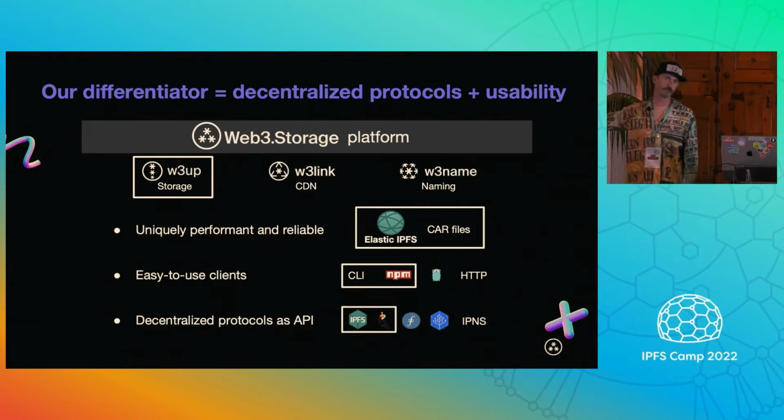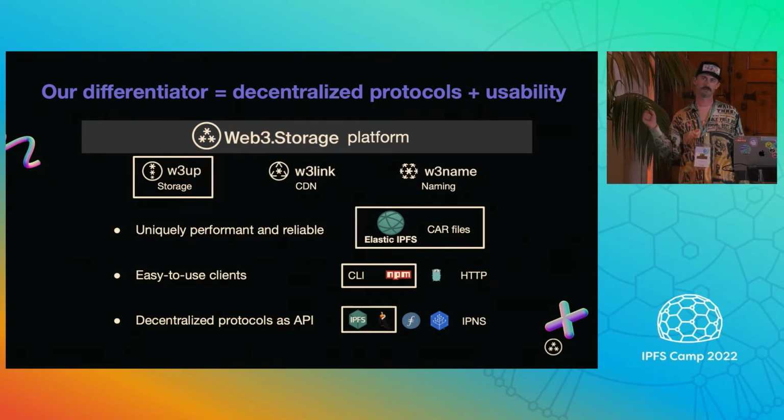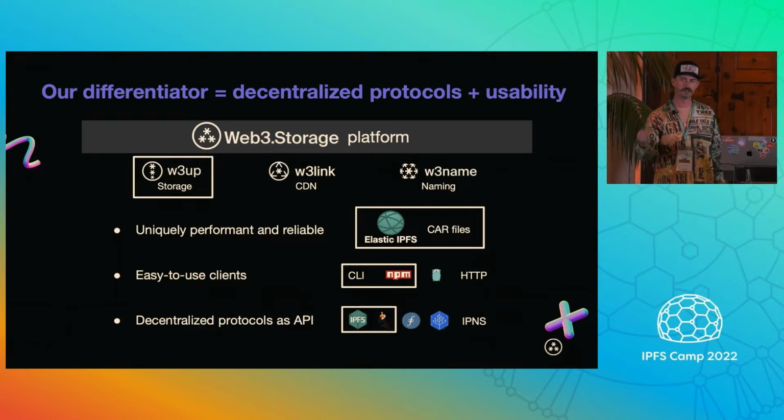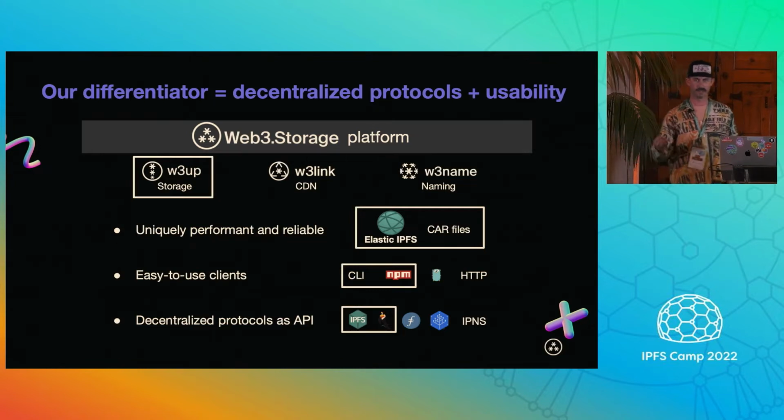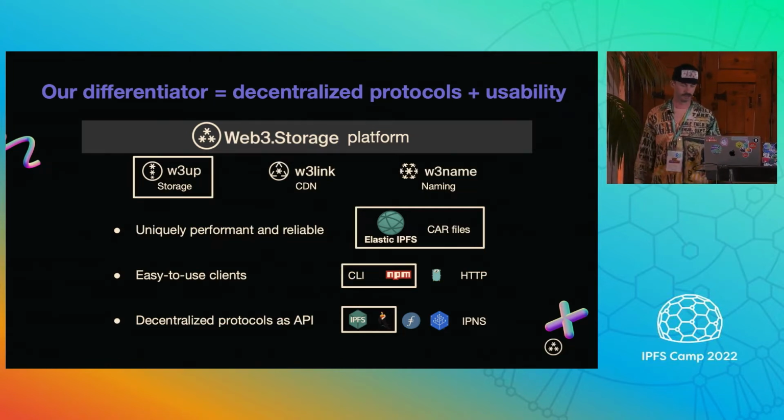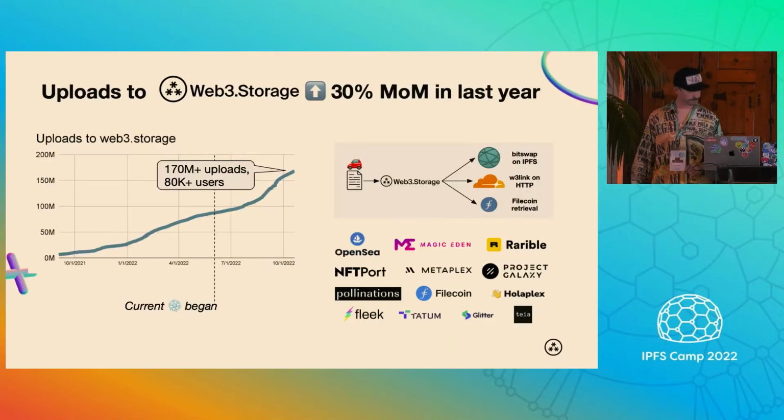And we also have the W3 name API, which is like a super fast IPNS to allow you to track mutable state and get change feeds on your objects as they're mutated.